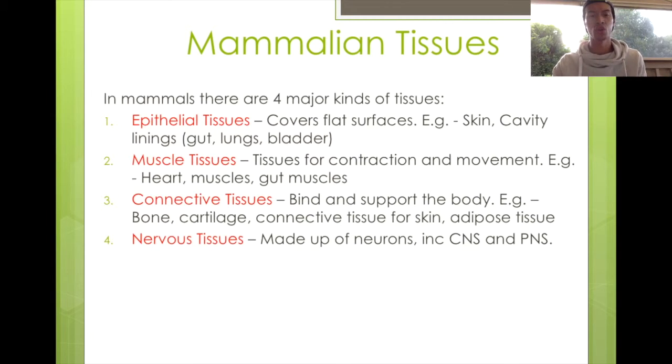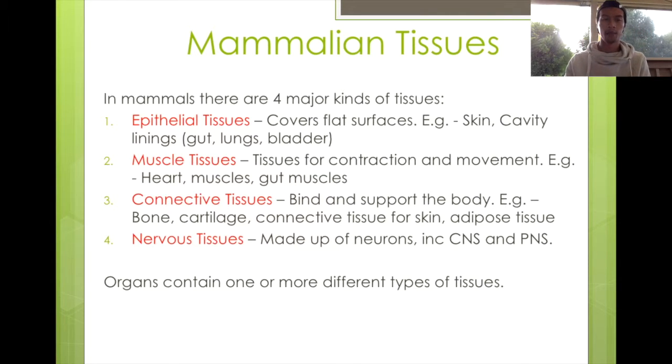And then finally, you've also got your nervous tissues, which is made up of your neurons, which form the nerves that run along your arms, your legs, and throughout your body, forming both your central nervous system, the CNS, CNS standing for central nervous system, your brain and spinal cord, and then your peripheral nervous system, which is all your connecting nerves towards the brain and the spinal cord.